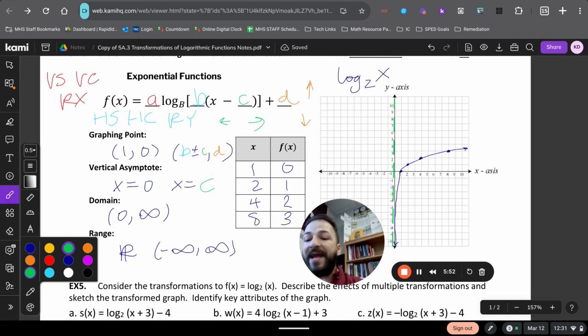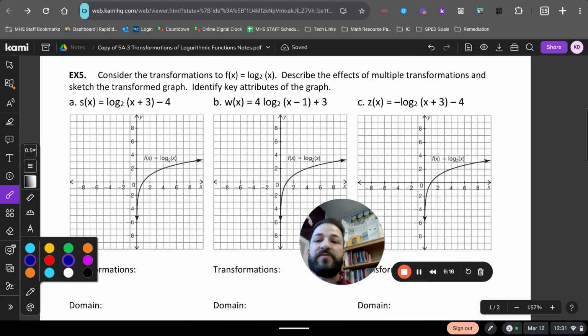For our domain, it could be swayed by our C value shifting it left and right, or our B value, if we were to have some kind of reflection across Y, of course, that would switch our domain. But our range this time is what's going to remain unchanged when we do each of our transformations. So everything with logs should feel familiar from exponents. Everything is just switched around a little bit. So let's actually put some transformations into practice.